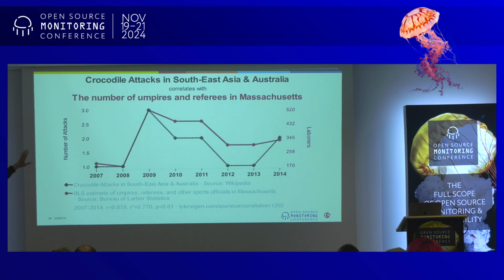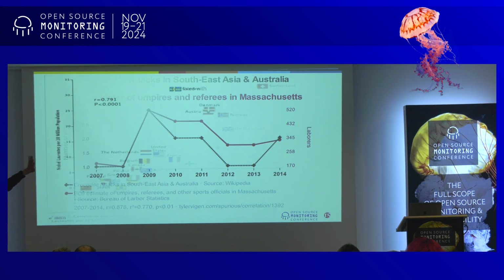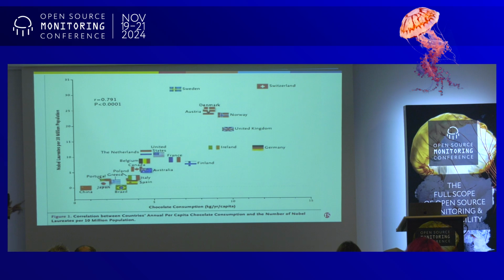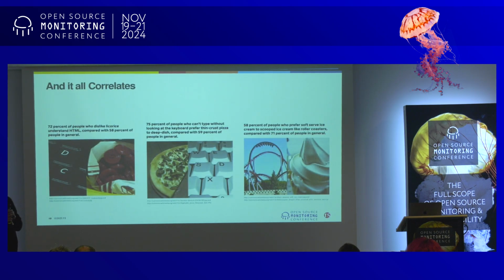Number of umpires and referees in Massachusetts versus crocodile attacks in Southeast Asia and Australia. I am a ref. I understand why people want to sic their crocodiles on me. I've never worked in Massachusetts, fortunately, so that's a good sign. And then we have chocolate consumption per capita and the number of Nobel Prizes won over time. As you can see, Switzerland and Sweden are leading in eating chocolate, which must be brain power.